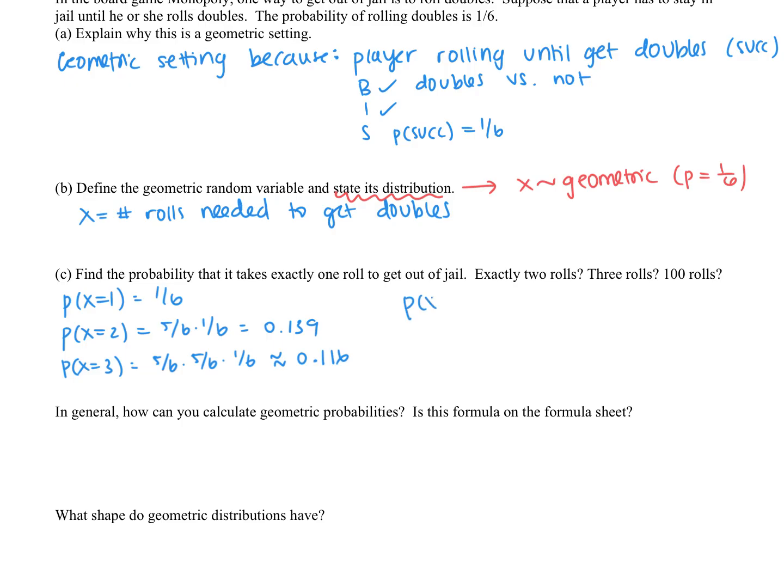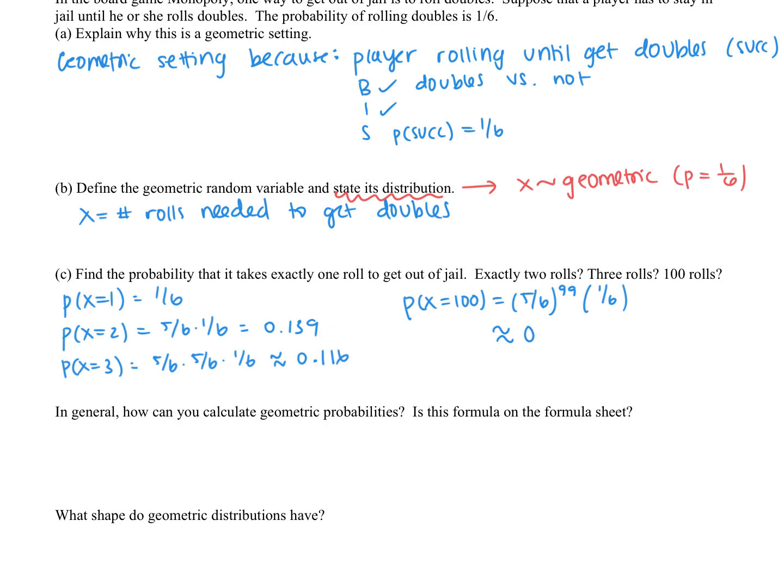What about the probability of 100 rolls? How would I figure out the likelihood that it takes me 100 rolls to get out of jail? 5/6 to the 99 times 1 out of 6. So I didn't get doubles 99 times, then I did. It's a very small number, about 0. Big difference here is there's only one way these things could happen. So we don't have to consider where this success falls. It's always going to be the last one.